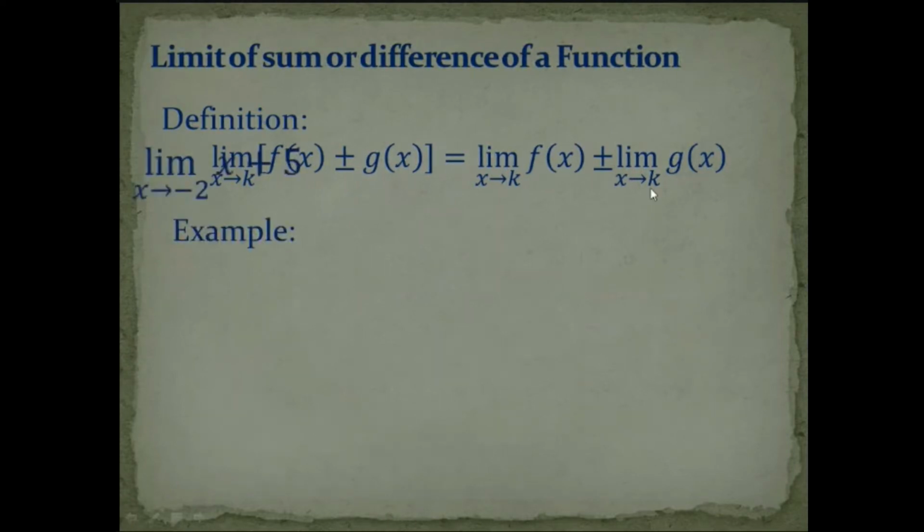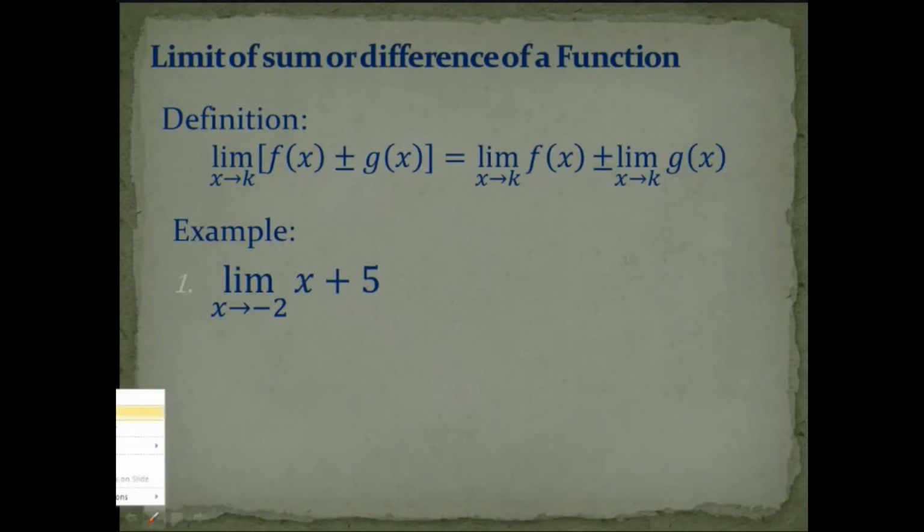Okay. Halimbawa, limit of x plus 5 as x approaches negative 2. So kapag in-expand yan, base din sa definition, ito yung magiging limit of x as x approaches negative 2 plus limit of 5 as x approaches negative 2. Okay. So ito na naman, theorem number 2. Ito naman theorem number 1. So ito, ang limit niya ay negative 2. Ito naman, plus. Ito naman, yung theorem number 1. So ang sagot doon ay 5. So negative 2 plus 5 is 3.